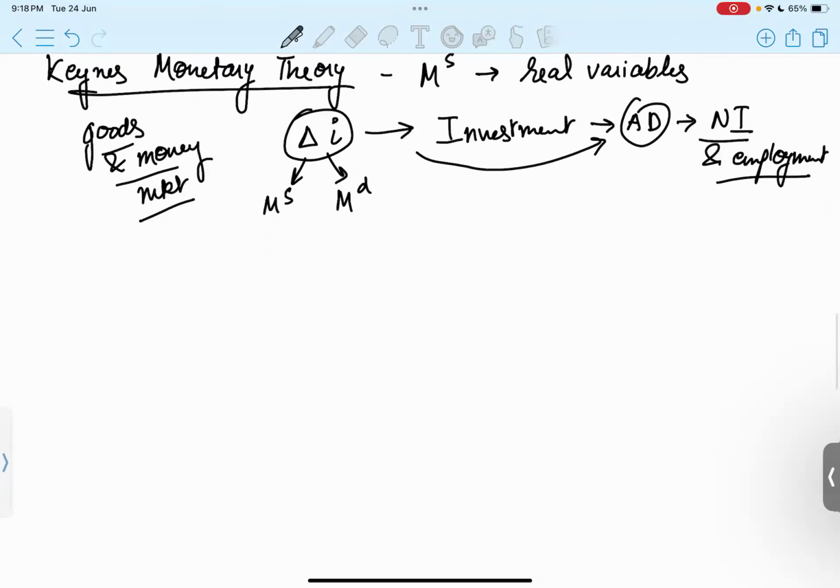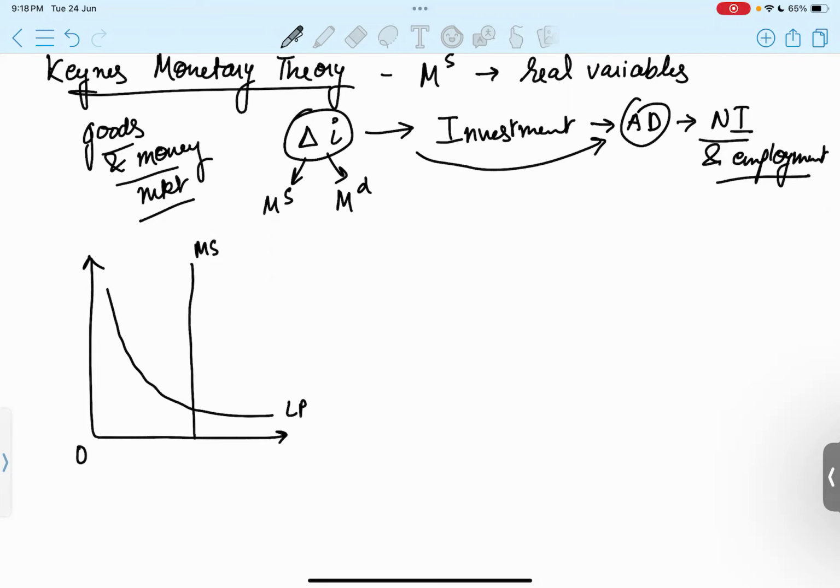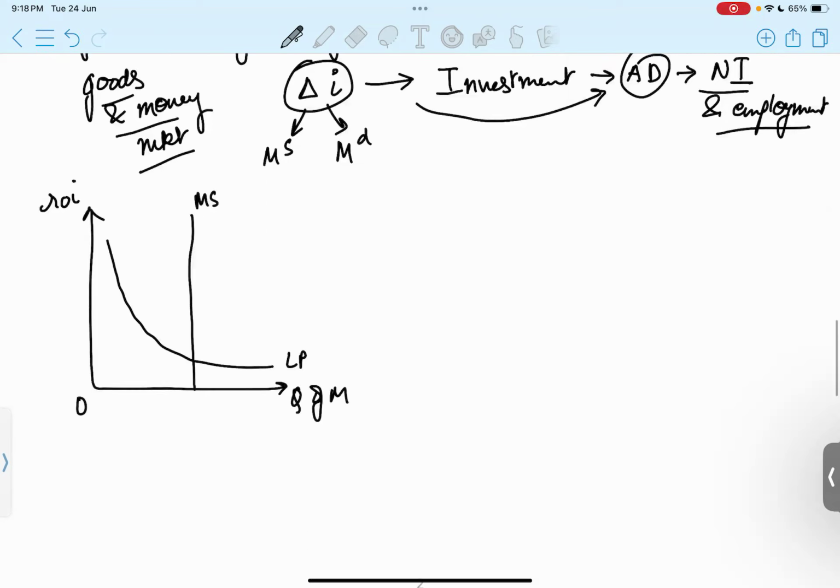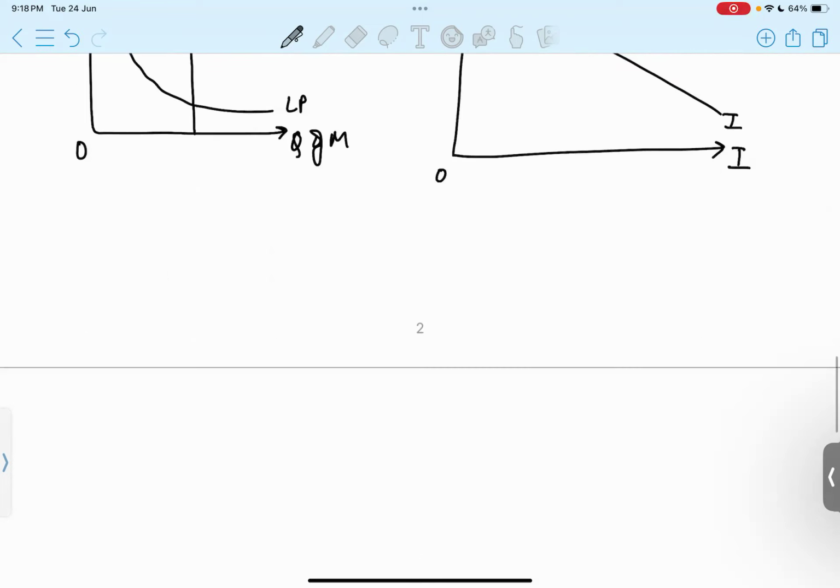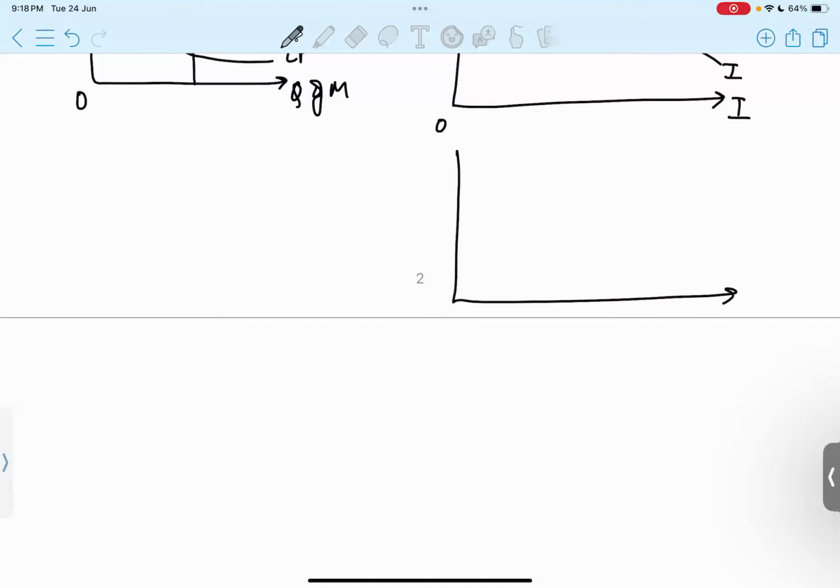And when we have to depict this on the graph, money supply is fixed, MS. This is the liquidity preference curve. At the rate of interest is quantity of money. Then we will draw the investment and rate of interest relationship. And thirdly, the ADAS model. So this is the income line. We are at this level of aggregate demand.